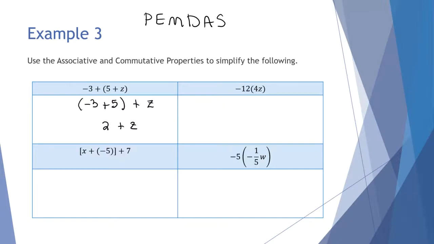And then 2 and z, those are different things. One's a number, one's a letter. You can't add those. So that's your answer. So I've simplified it because I had 3 things, and now I have 2 things. So I have fewer items there. But I can't simplify further because I have a letter, and we can't really add numbers and letters together.